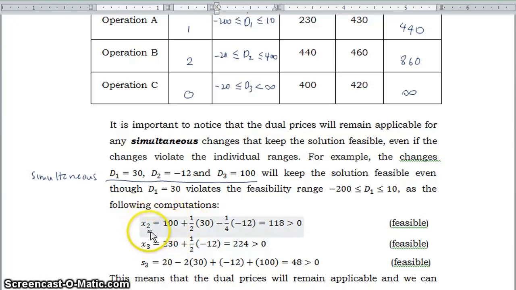From the feasibility condition, we know that x2 equals 100 plus 1 over 2 d1 minus 1 over 4 d2. D1 is 30 and d2 is negative 12. When we calculate this, we get 118, which is positive, meaning the current solution remains feasible. For x3, we have 230 plus 1 over 2 d2, and d2 is negative 12, so we get x3 equals 224, also a positive value. And for s3, 20 minus 2 d1 plus d2 plus d3. Substituting d1, d2 and d3 into this equation, we get s3 equals 48, also a positive value.